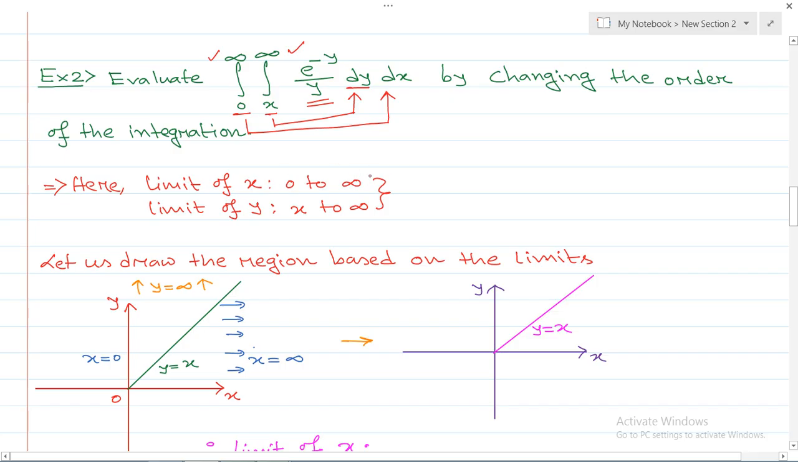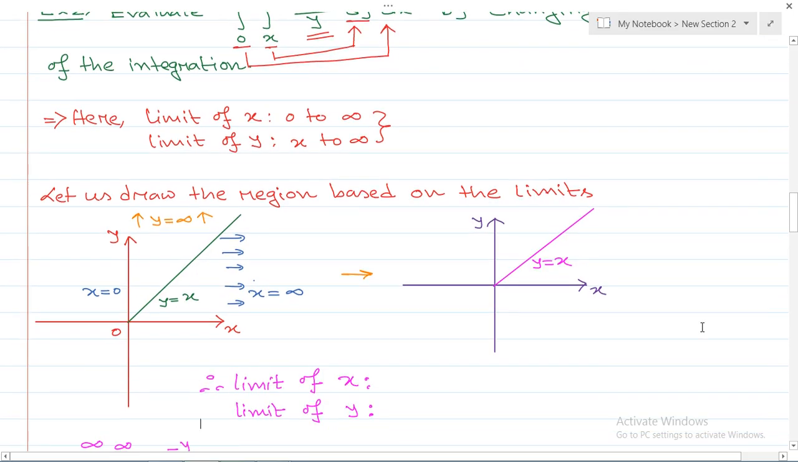So here it is treated as a constant limit of x. Now y is a function of x, so y limit is variable. Initially it is given in this manner. So y varies from x up to infinity. So let us try to draw the diagram and understand how to change the order of the integration.